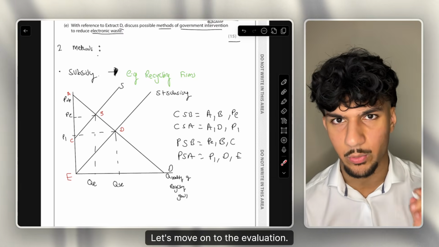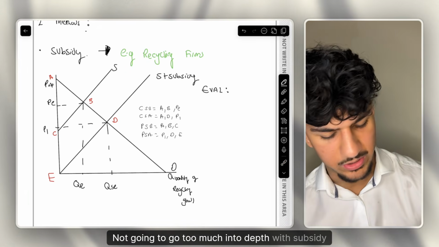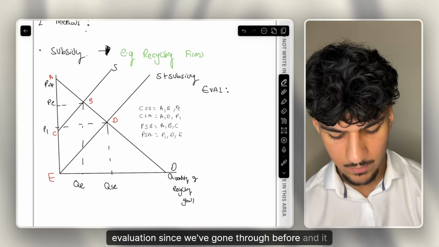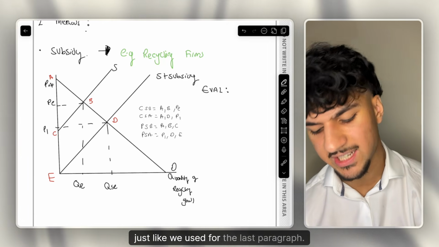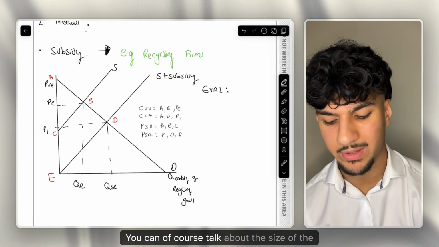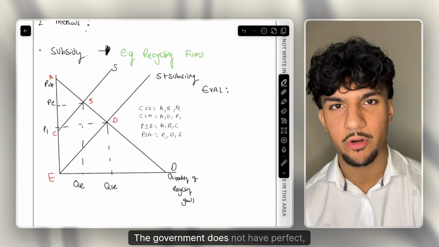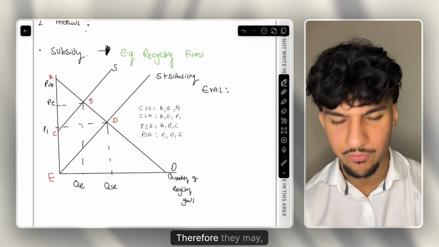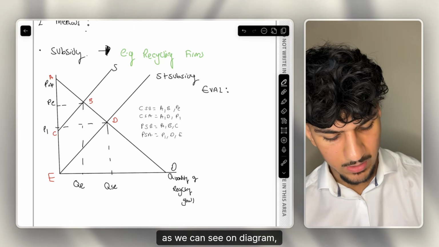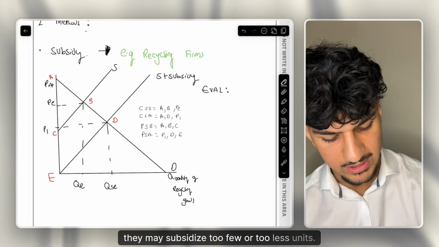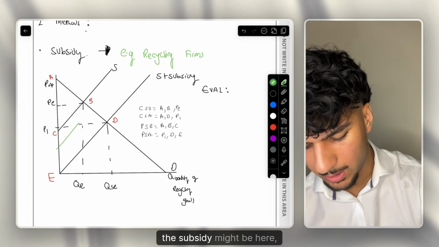Let's move on to the evaluation. I'm not going to go too much into depth with subsidy evaluation, since we've gone through it before, and it is quite simple. Just like we used for the last paragraph, you can of course talk about the size of the subsidy. The government does not have perfect information, and therefore, as we can see on the diagram, they may subsidise too few units. For example, the subsidy might be here.